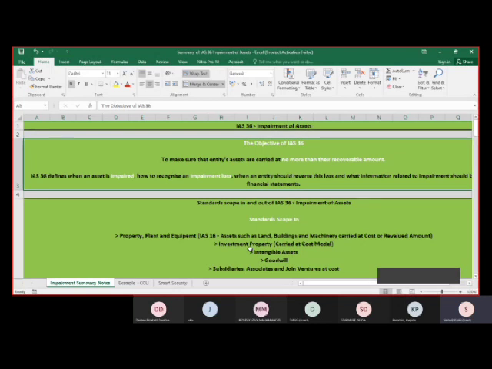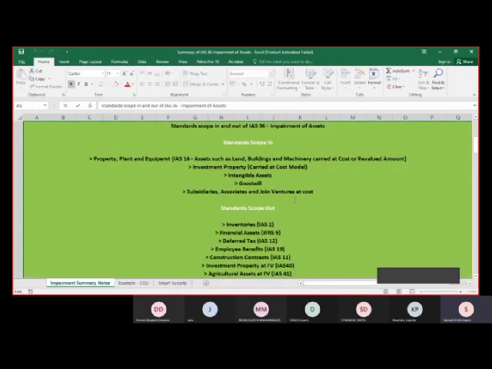Property, plant, and equipment, for example, IAS 16, which we have gone through under 3702, is scoped in: assets such as land, buildings, and machinery, carried at cost or revalued amount, and investment property carried at the cost model. Remember, investment property carried at the fair value model is not scoped in the standard. Also scoped in are intangible assets, goodwill, and subsidiaries, associates, and joint ventures at cost. I'm not sure whether at your level you have yet covered subsidiaries, associates, and joint ventures, but I've included them here so that you are aware they are scoped in.